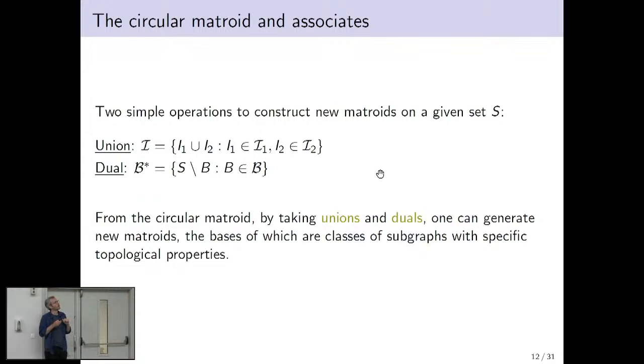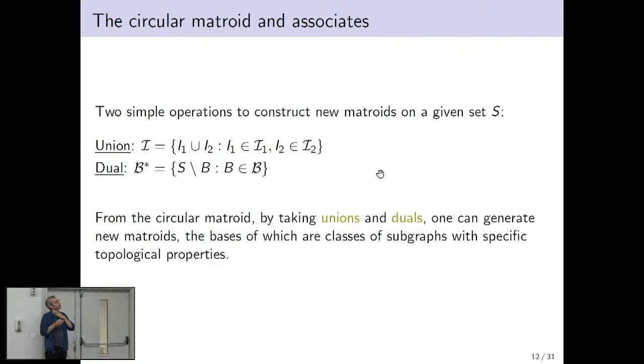Another one, which, if you are familiar with determinantal point processes, you have encountered, is taking the dual. You can define a matroid by its set of bases, because all the independent sets are just the subsets of these bases. And you can define a new set of bases by taking the complements of the bases of a first matroid inside S.